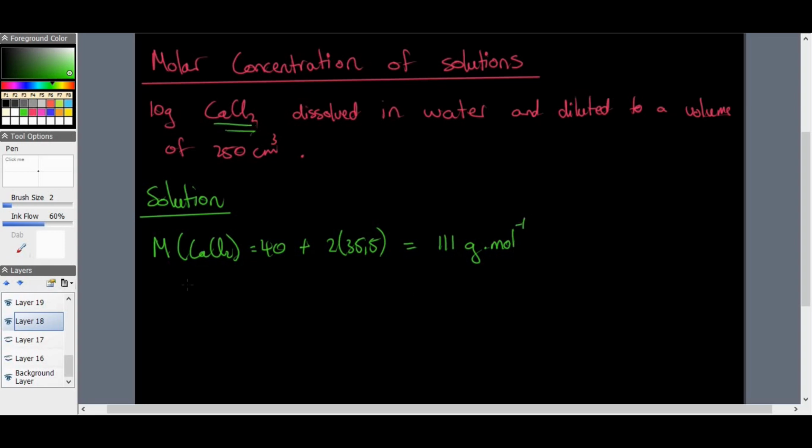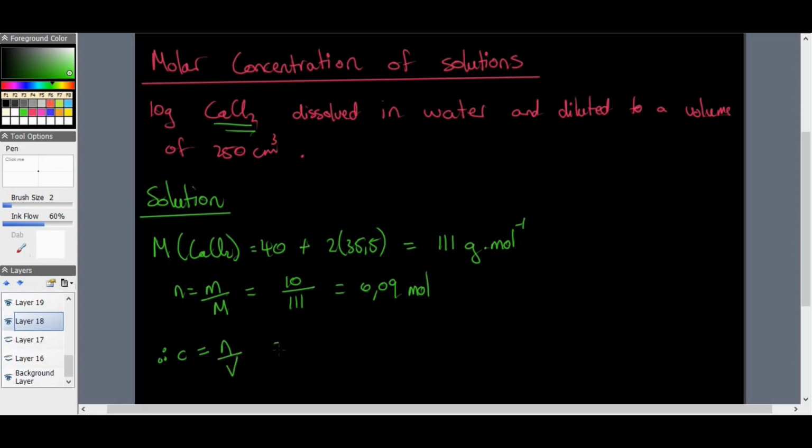And now we can discover the mole, so therefore the mole is equal to the mass divided by the molar mass, which is equal to the mass they said was 10 grams. The molar mass is 111. Therefore, that equals about 0,09 mole. Which is wonderful. So now we've got the mole, and now we can calculate the concentration. So therefore, the concentration is equal to n divided by V.